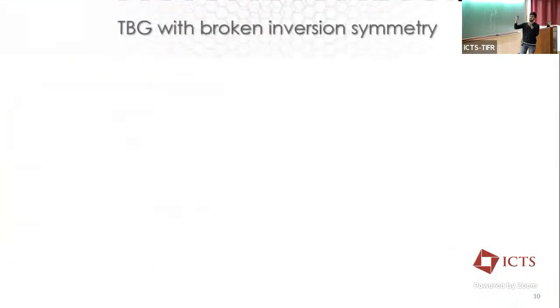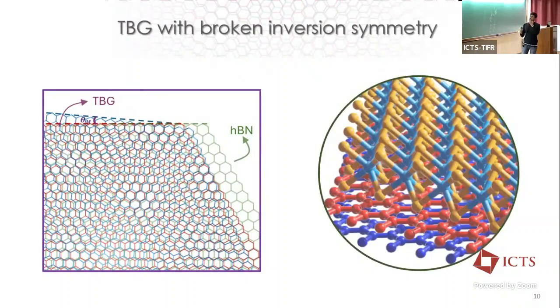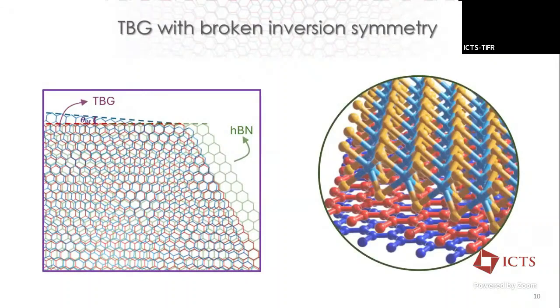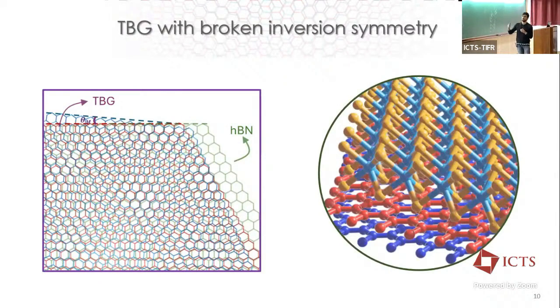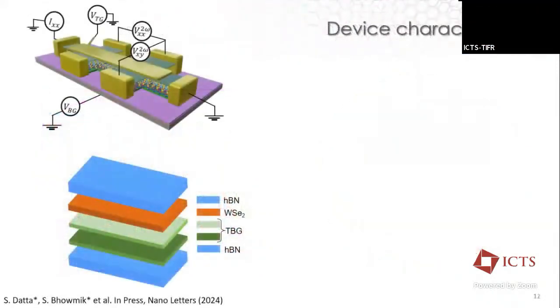With this, I introduce you to the system that we will be working on, which is twisted bilayer graphene. Twisted bilayer graphene inherently holds inversion symmetry, so we have to break it somehow. One option is to edge align with hBN. Another is to put a few layers of TMD material on top of twisted bilayer graphene. We opted for this second option, which is basically to put WSe2.